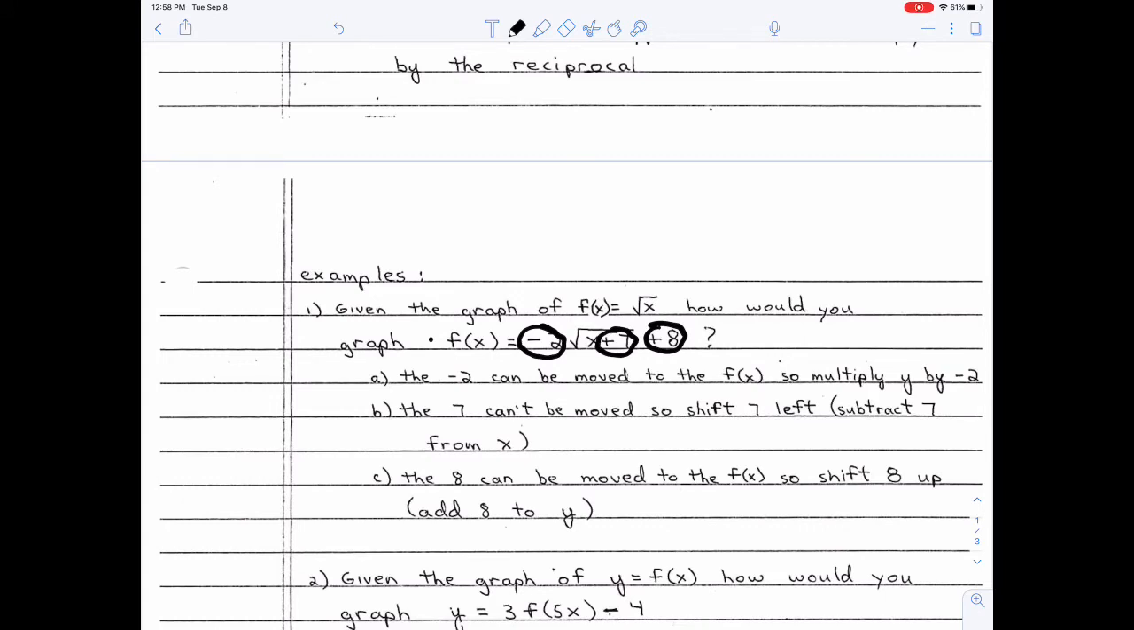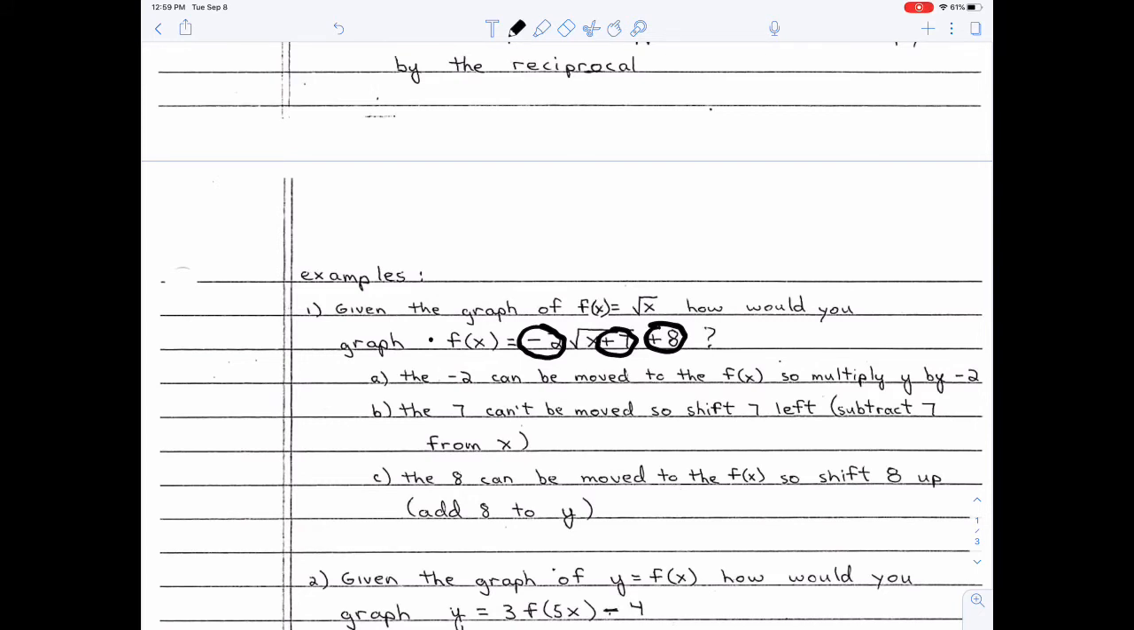I just want to make sure we can read the equation. Let's look at the 7 or the 8 next; it doesn't matter which one. So let's just take a look at the 7. Can I move the 7 to the other side of the equation? No, so it's with the x. Therefore, is it on the same side of the equation as the x? Yes, so I do the opposite of what it appears to say. So I'm going to shift it -7. In other words, I'm going to shift it horizontally left 7.